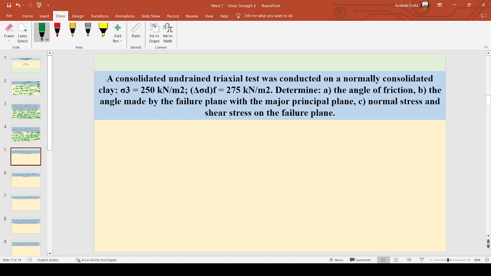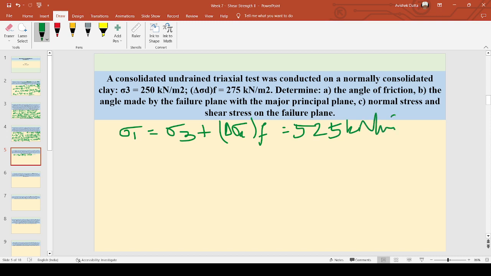Consolidated undrained test. Okay. Here also we have been given the values of sigma 3 and sigma d, and we can find the major principal stress, that is sigma 1 equals sigma 3 plus del sigma d. Del sigma df and sigma d are the same thing at failure. If we consider 250 plus 275, we get a value of 525 kilonewton per meter square.